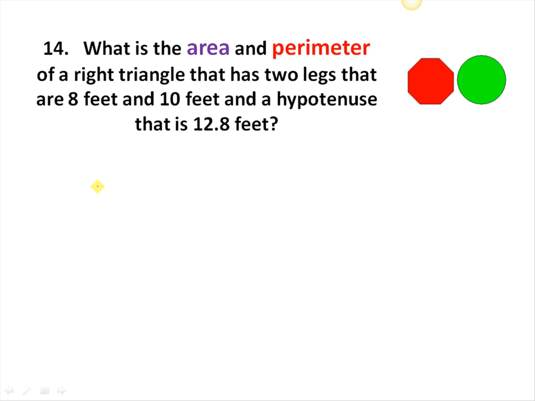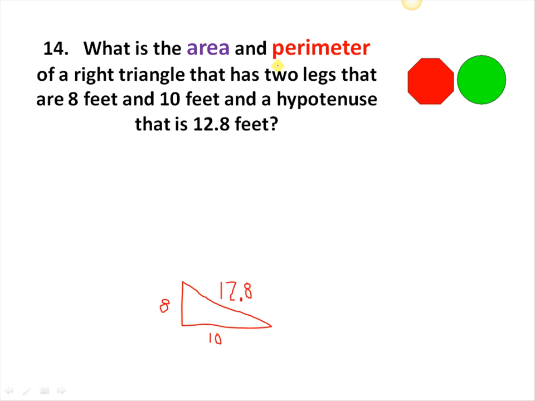Number 14. What is the area and perimeter of a right triangle that has 2 legs that are 8 feet and 10 feet and a hypotenuse that is 12.8 feet? Click on the stop sign. Okay, it's my strong recommendation that you make a sketch of what you're doing here. So you look at this and you say, all right, one of the legs is 8 feet and one is 10, and the hypotenuse is 12.8. And all these are in feet.